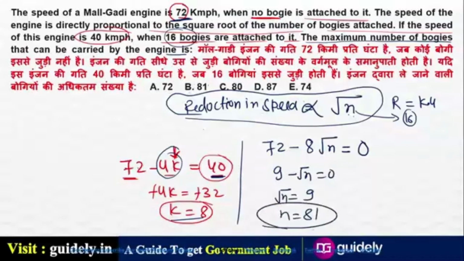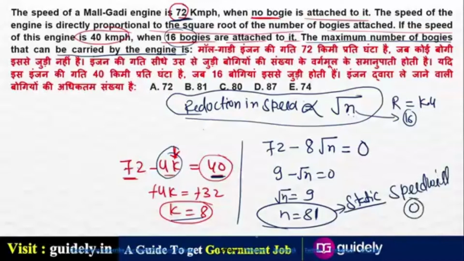Why wrong? It is asking how many can be carried by the engine. So if I attach 81 bogies, then the engine will be static. The speed will be 0. So it will not be able to carry 81 bogies. So it can carry a maximum of 80 bogies.